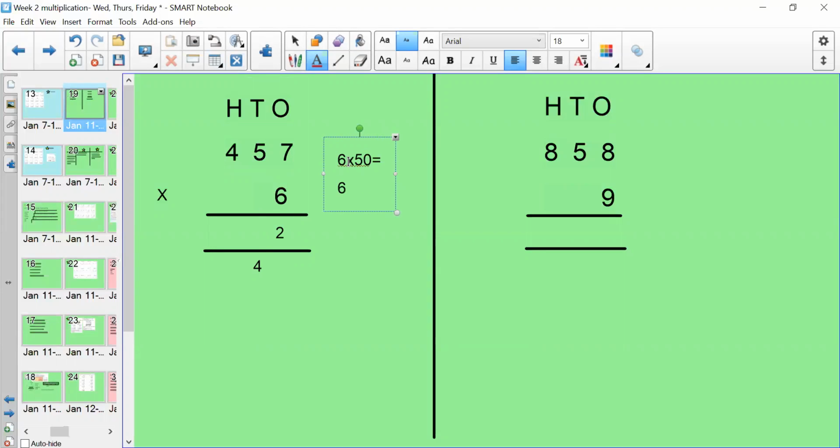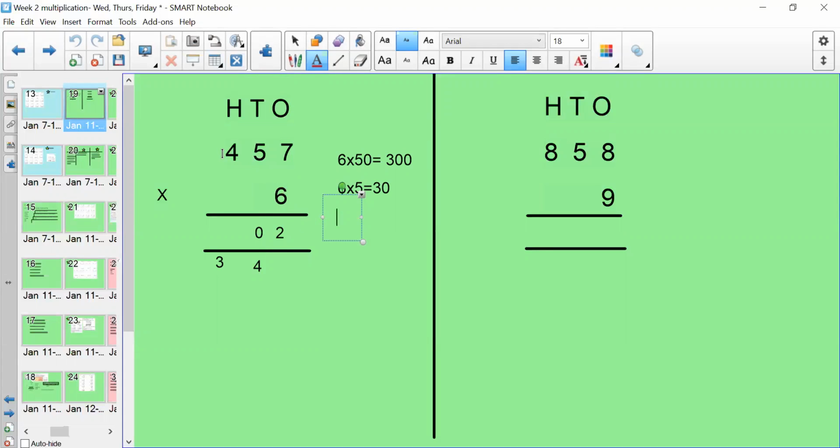We know that 6 times 5 equals 30. Therefore, 6 times 50 will equal 300. So we put the 3 in the hundreds and the 0. Okay, and then again, if you wanted to just add the 4 to the 0 straight away and put the 4 there, that's also fine.